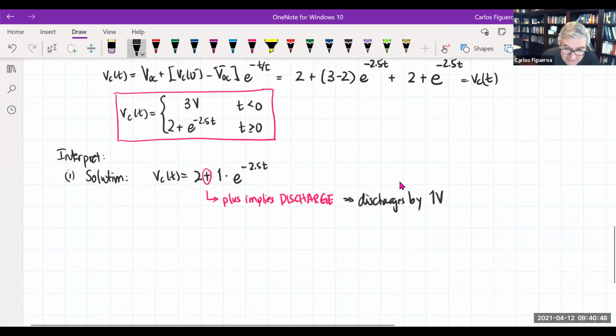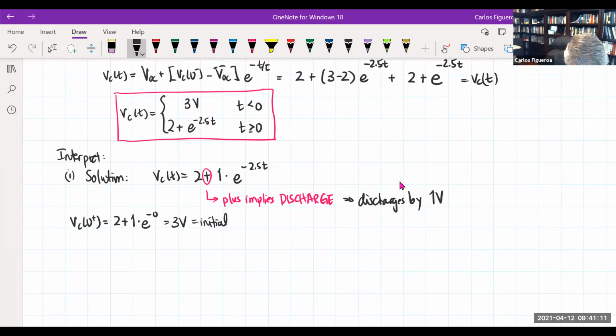So if I go and plot this, what am I actually seeing here? At VC of 0 plus, I see that this is 2 plus 1 times e to the minus 0, which gives me 3 volts. So of course the initial value is that. This is our initial value here. And then VOC, which in this case is 2 volts, is our final value. So now I want to plot VC of t for all time.